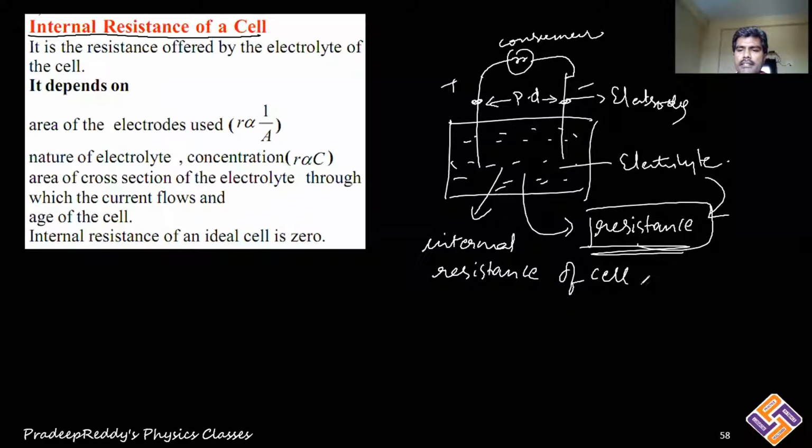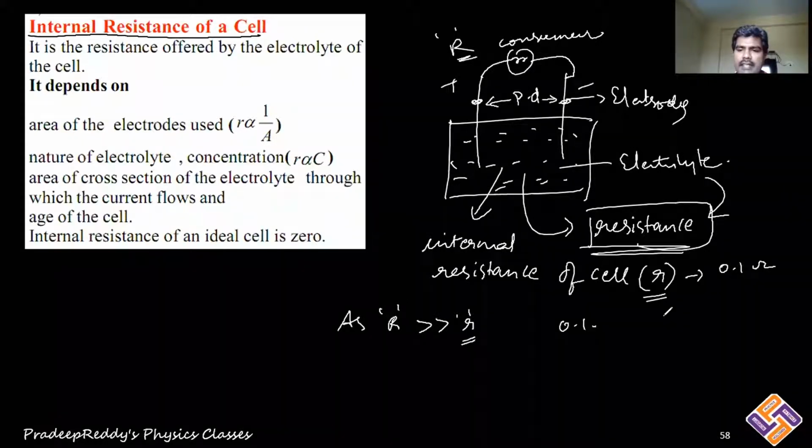Usually internal resistance is denoted with small r. We will be neglecting internal resistance of the cell macroscopically because we are using a consumer externally. This consumer has resistance capital R. As the capital R value is greater than small r, you will be taking a bulb. That bulb will offer some resistance externally, say it may be some 10 ohm. Cell internal resistance is of a very small value like 0.1 ohm. 0.1 ohm is less than 10 ohm.